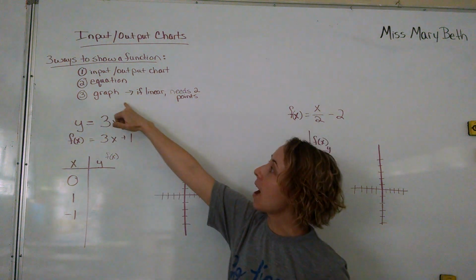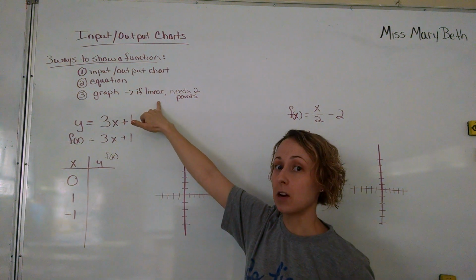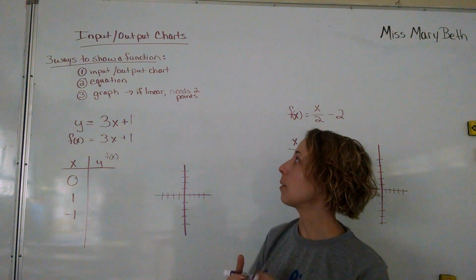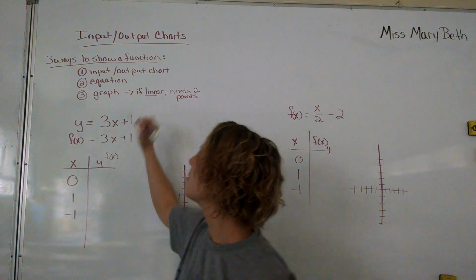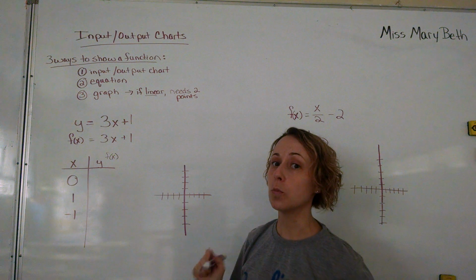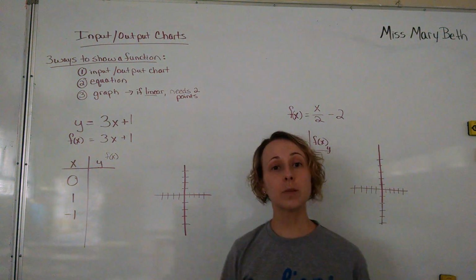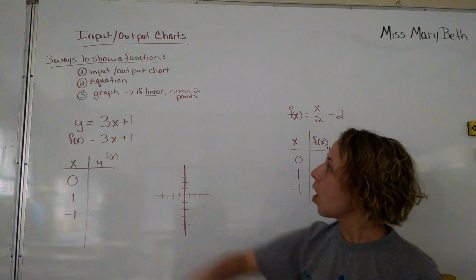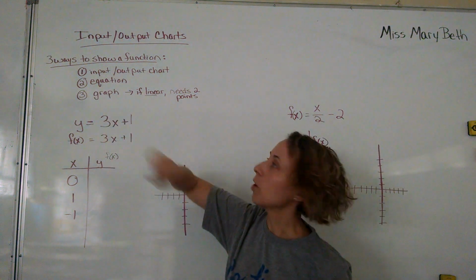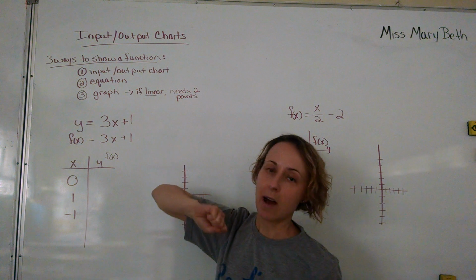Now, a graph, if it's going to be linear, which means it's a straight line, remember linear contains the word line, is going to require at least 2 points. So you need at least 2 points to get a line. Okay, so here's our examples today. We're going to start with the equation, and we're going to use it to make a chart and a graph.